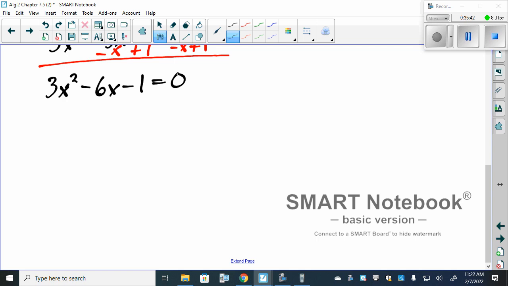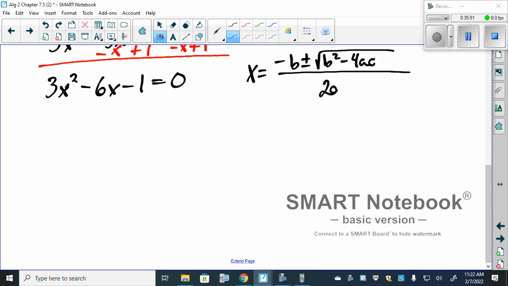Well, I'm going to tell you this doesn't factor. Because if we're factoring, we're really looking at factors of 3 and 1 that multiply and then add and subtract to get to 6. Well, there's no way that the factors of 3 by themselves are going to get us to 6. Because the only factors of 3 are 3 and 1, and there's no way that they add together to be 6. It just doesn't work.